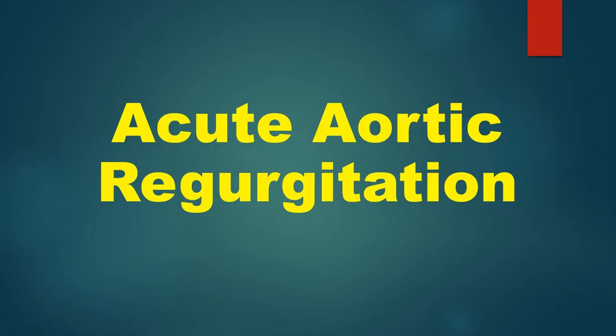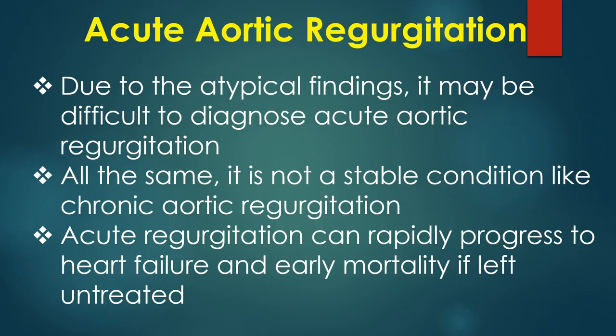Discussion on important aspects of acute aortic regurgitation. Hemodynamics and findings in acute aortic regurgitation are significantly different from the familiar picture of chronic aortic regurgitation. Due to the atypical findings, it may be difficult to diagnose acute aortic regurgitation. All the same, it is not a stable condition like chronic AR. Acute regurgitation can rapidly progress to heart failure and early mortality if left untreated.